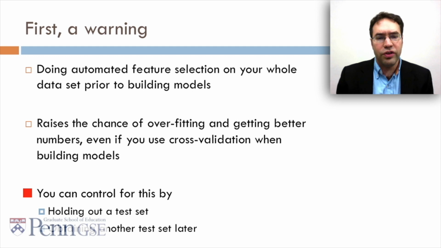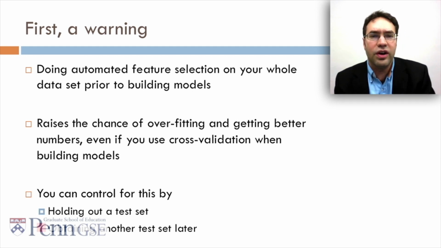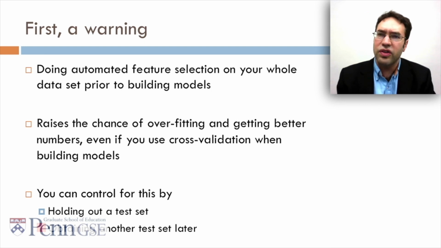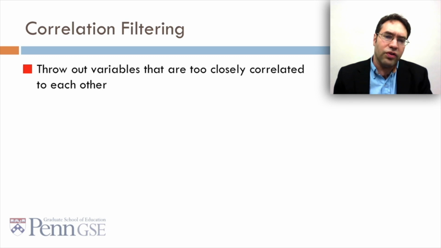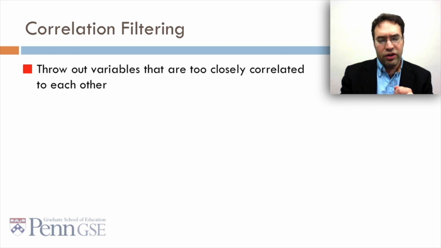You can control for this by doing the standard things, holding out a test set, or obtaining another test set later. It's not necessarily wrong to do this, it's just something you got to keep in mind. One approach for doing this is correlation filtering. With correlation filtering, you throw out variables that are too closely correlated to each other.